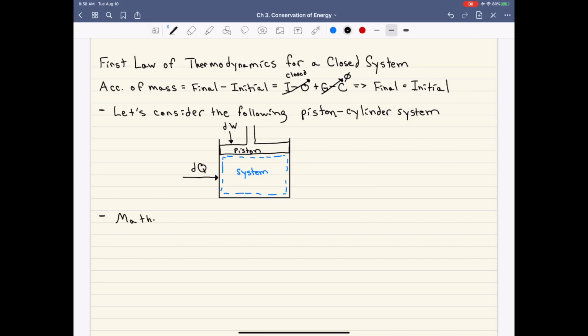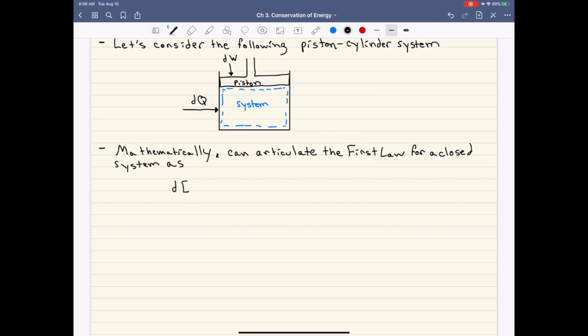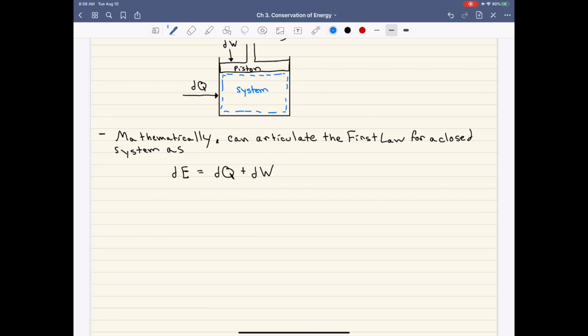And so mathematically, for a closed system, we can describe or apply the first law of thermodynamics like this. For a closed system, the change in energy in the system is going to be equal to the amount of heat that's being added into the system, and also the amount of work that's either being added or released from the system as well. Now you'll notice I wrote a bunch of D's everywhere. These D's are standing for derivative, right? And so what we're talking about here are infinitesimal amounts of energy, heat, or work.